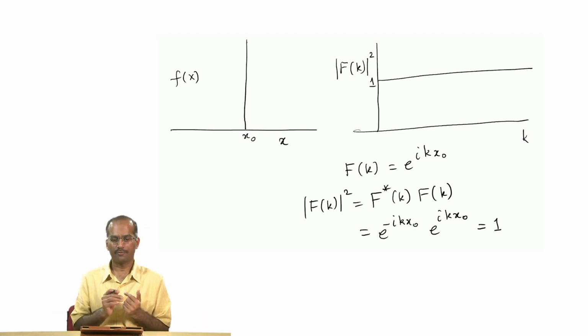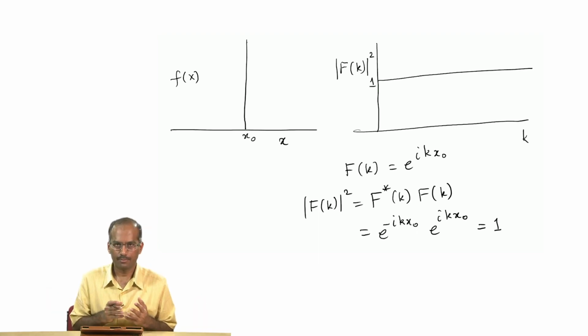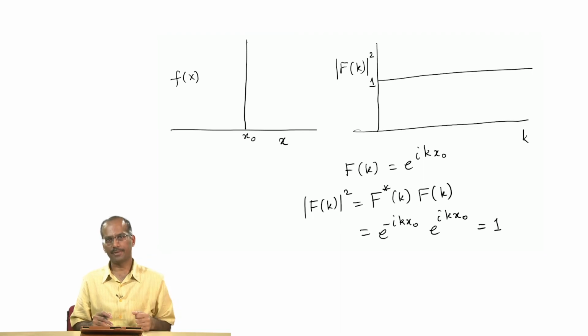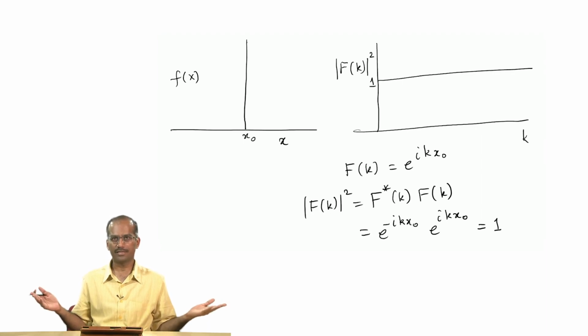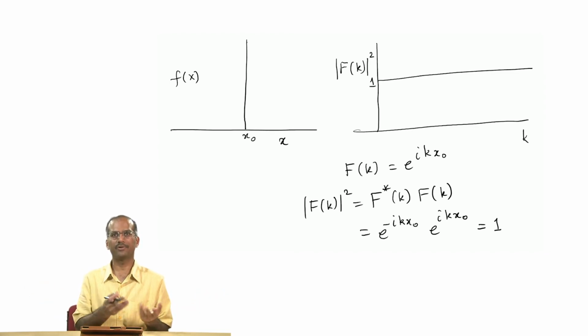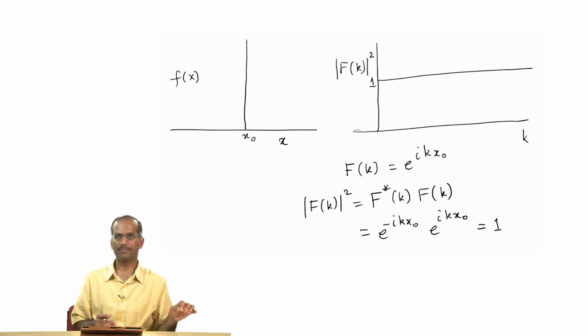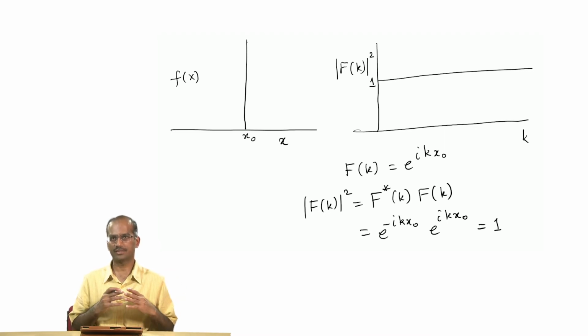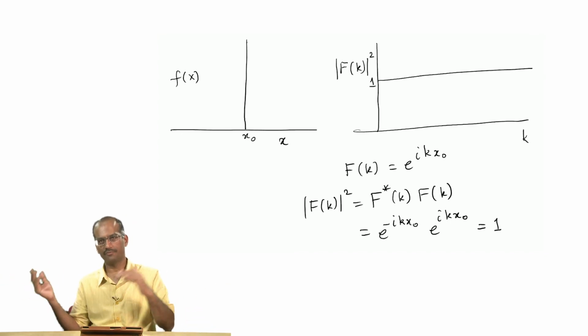Now, you look at what we have got. In position space, it was a sharply peaked function. When we took the Fourier transform and look at the same function in the k space, it extends all the way from minus infinity to plus infinity. So, it is an extreme example of what we have been seeing. Something that is sharply peaked in one space is extended over the entire space in the Fourier domain.